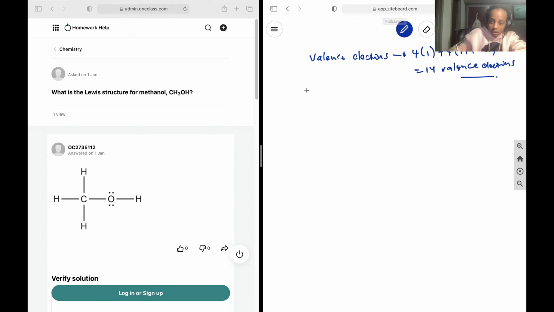We can additionally check its index of hydrogen deficiency, which would be 2 times the carbon, so there's 1 carbon, plus 2 minus 4 for the hydrogens, and then there's no nitrogen, and there's additionally no halogens, over 2. This is going to give us 2 plus 2 minus 4, which is equal to 0, which means the single carbon is saturated in hydrogen, so you're not going to see any double bonds or anything like that. Let's just write that all out.